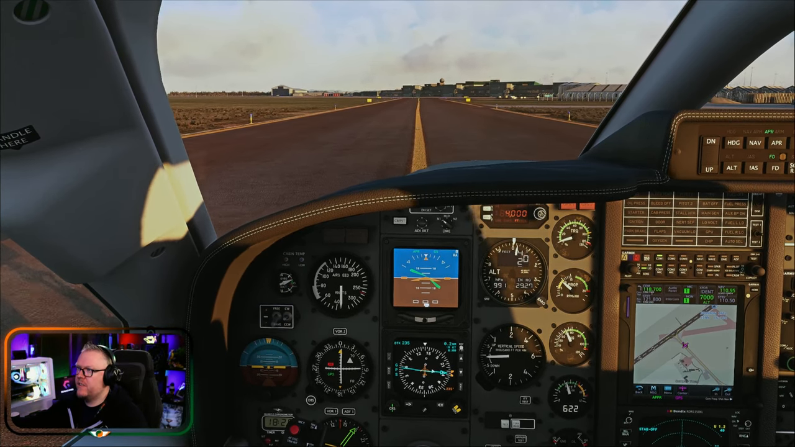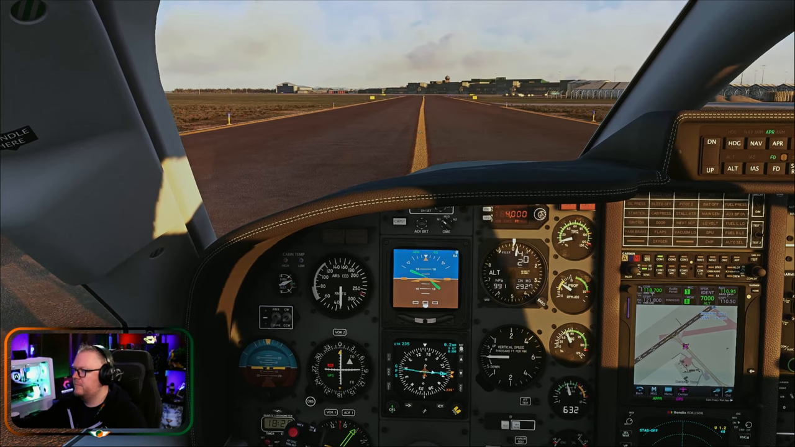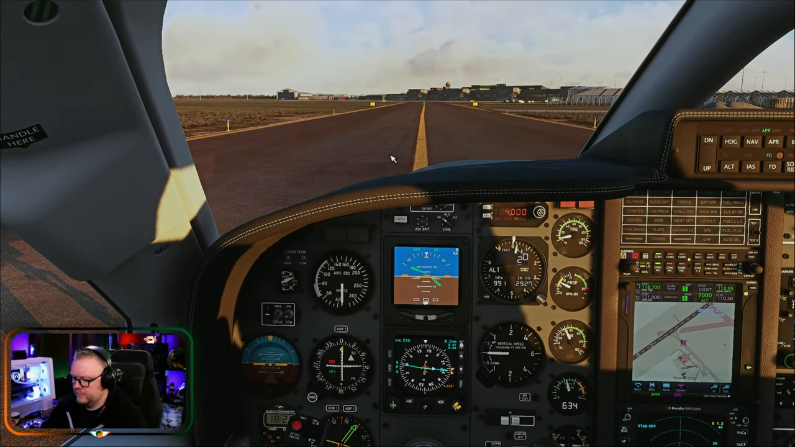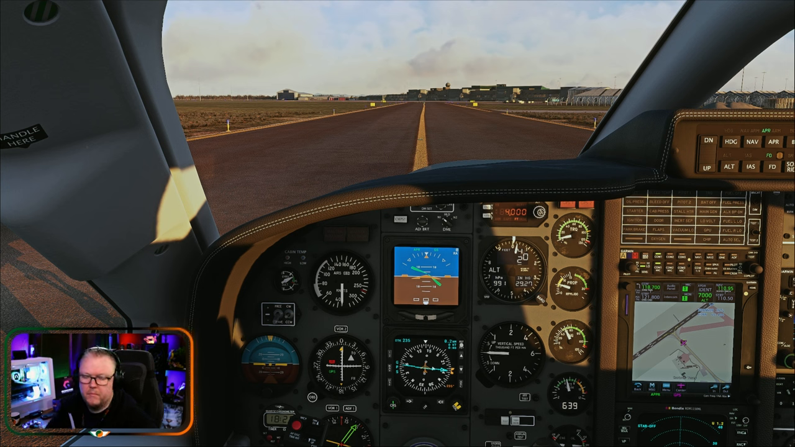Shannon Tower, Firefly 235 vacated onto Alpha. Oh, I didn't press the button. Shannon Tower, Firefly 235 vacated onto Alpha. Firefly 235, welcome to Shannon. Contact Shannon Ground on 121.8. Bye bye. Contact Ground 121.8, Firefly 235.